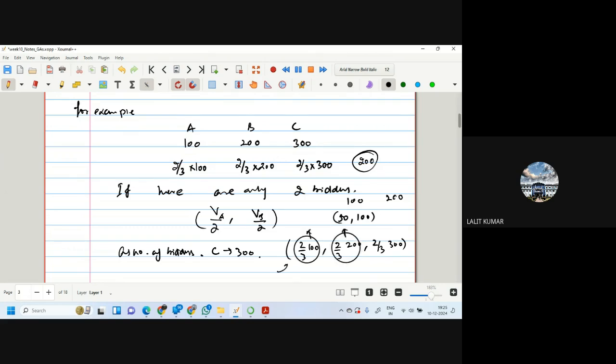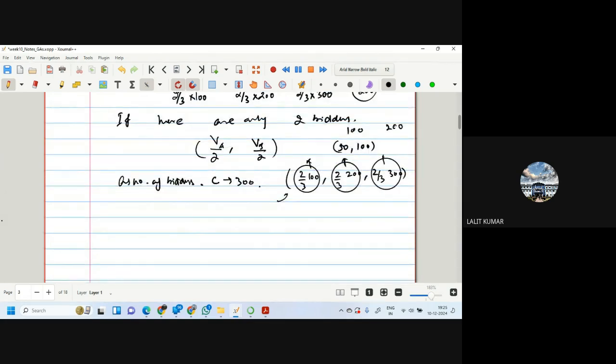So this is the takeaway. As the number of bidders increases, you start bidding aggressively. So this is for the first price.